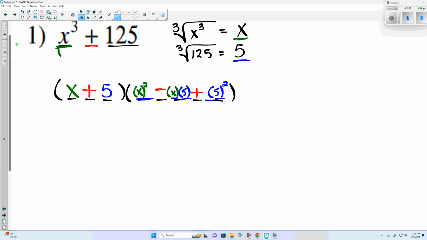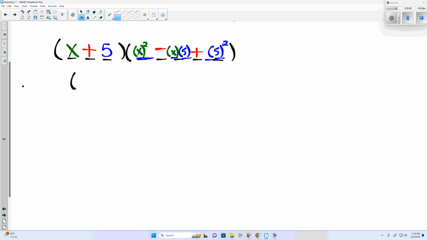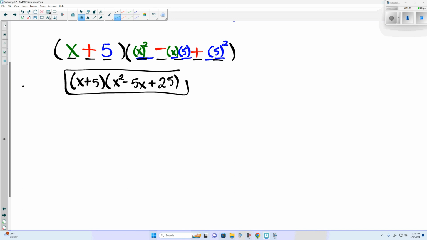Now the last thing we need to do is just simplify this down. The x plus 5 will stay x plus 5. Now the other one, the first thing we're going to do is our x squared, which actually is just x squared, minus our middle term would be x times 5, which is 5x, plus 5 squared is 25. And that's it.